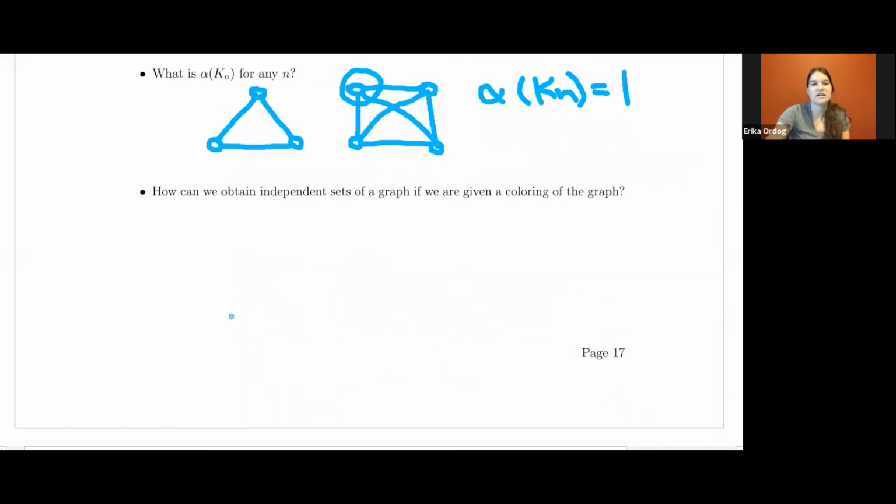So let's think about how this idea relates to colorings of a graph. How can we obtain independent sets of a graph if we're given a coloring of the graph? Think about what colorings have to do with adjacency. Pause and think about that for a minute.